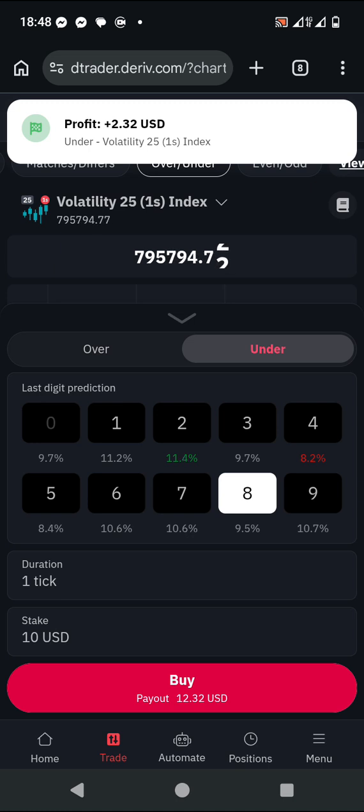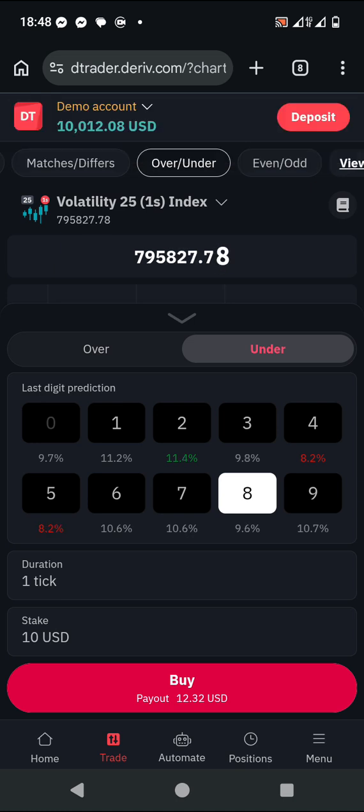So make sure that the digit appearing up here is appearing consistently on the digits below 8. That means it is not touching 8 or 9 for at least 3 times. It should touch 0 to 7 for at least 3 times, but not 8 and 9.